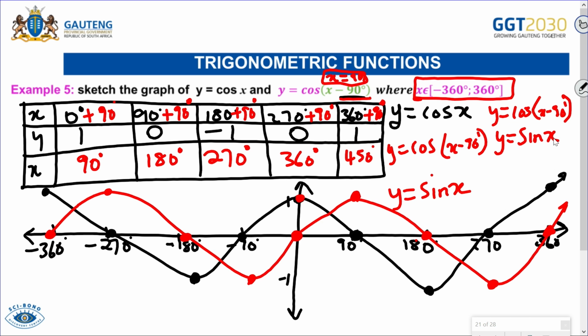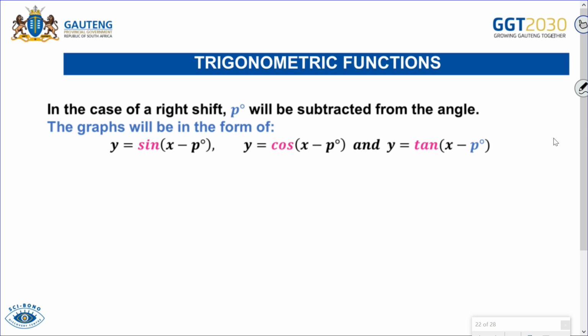Okay, let's move along. In the case of a right shift, p will be subtracted from the angle. The graphs will be in the form of y equals sine into x minus p, y equals cos into x minus p, and y equals tan into x minus p. So when it's minus p, then we are talking about the right shift, or the shift to the right. Okay?